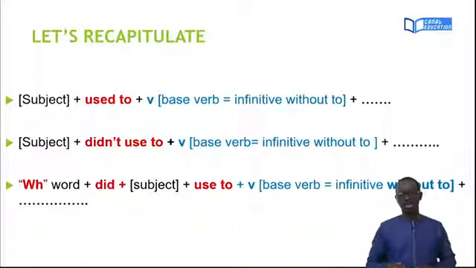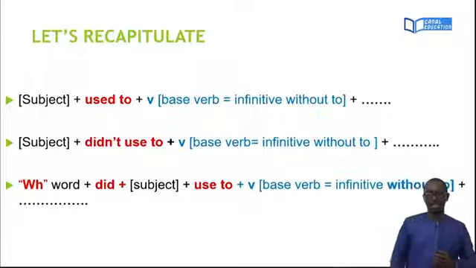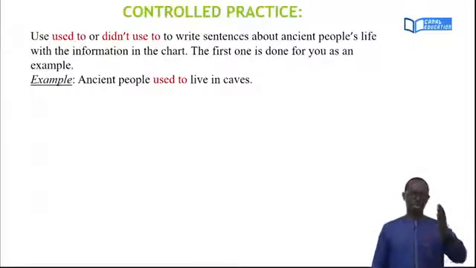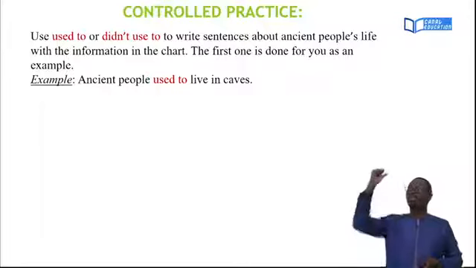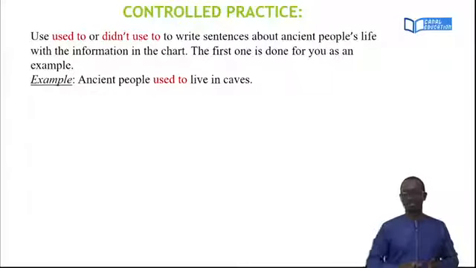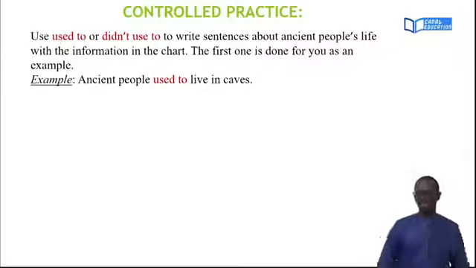Now, let's move forward to see how you're going to try by yourself to use the structure in sentences. So here, for the control practice, you're supposed to use used to and did or didn't used to write sentences about ancient people's life with the information in the chart. Ancient people who lived in the past. And the first example is done for you. Ancient people used to live in caves. Hey, now it's your turn. Show me what you can do.